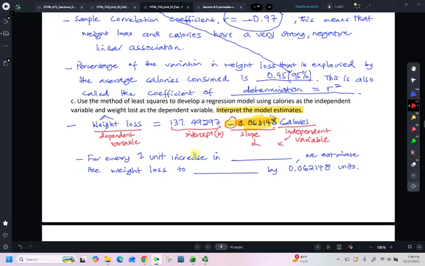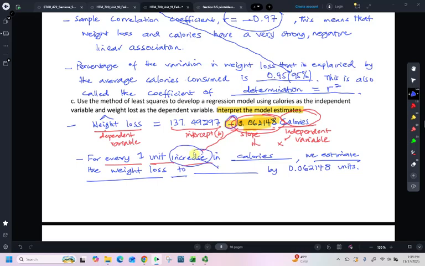So the interpretation of this value is that for every unit increase in your x, that is, in calories consumed, we estimate that the weight loss will be associated with an increase here. Since this is negative, it will be associated with a decrease by as much as 0.062148 in units of what? Of weight loss.